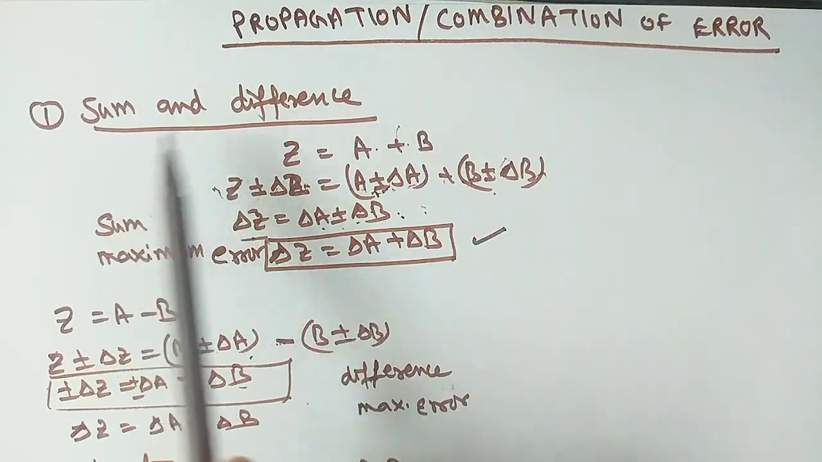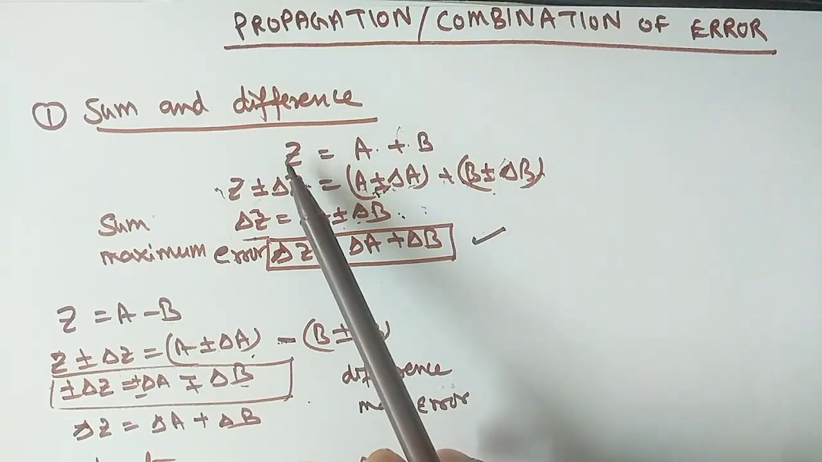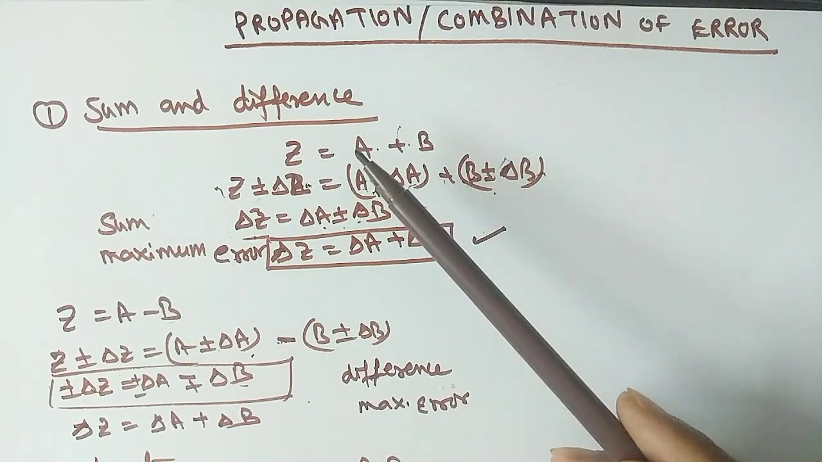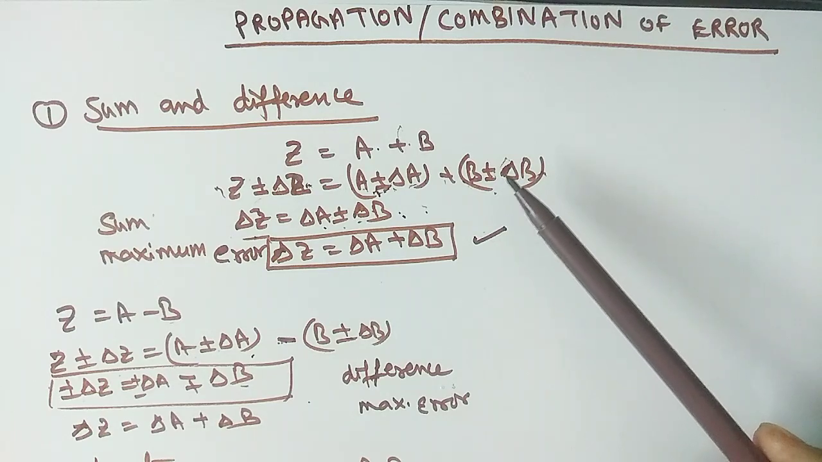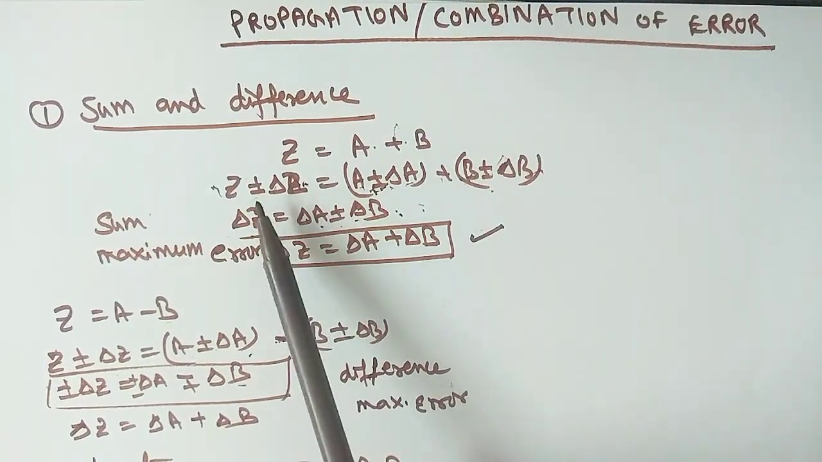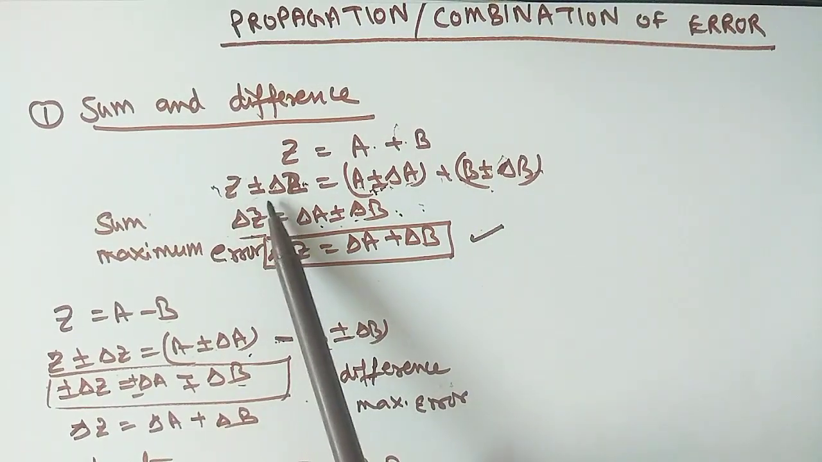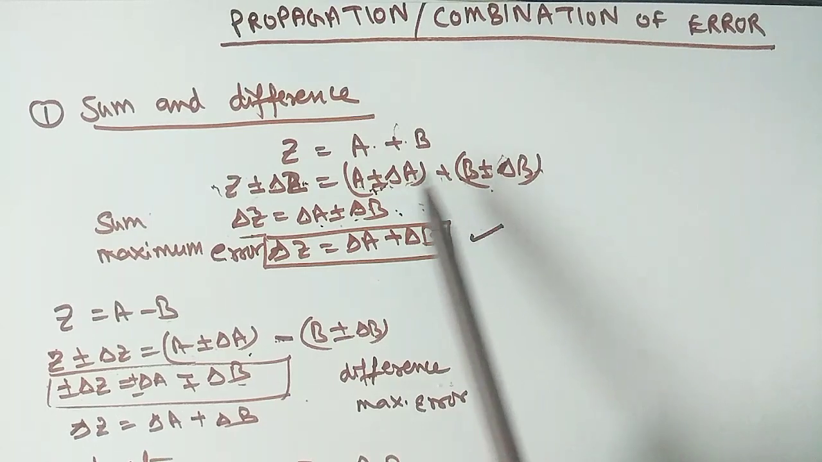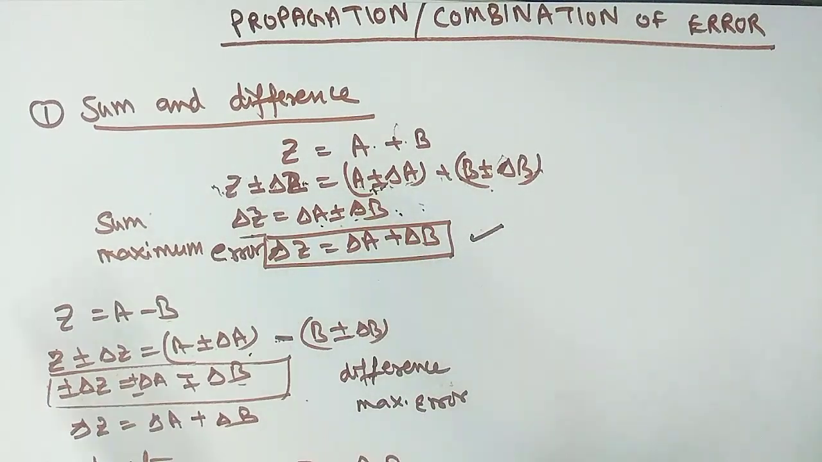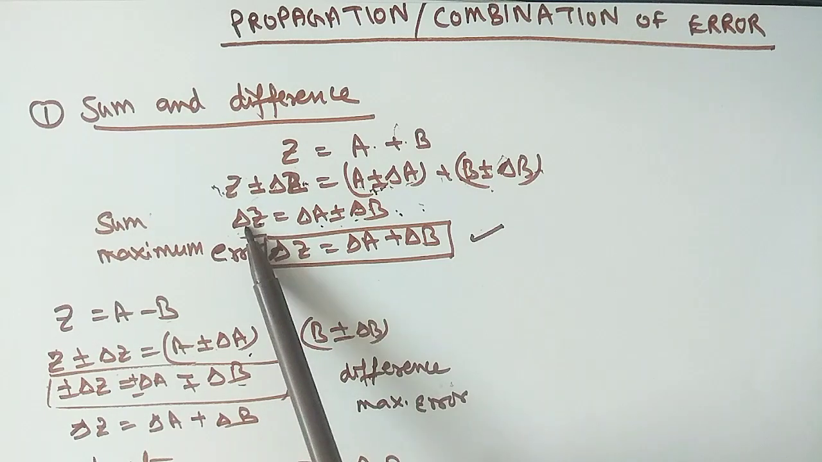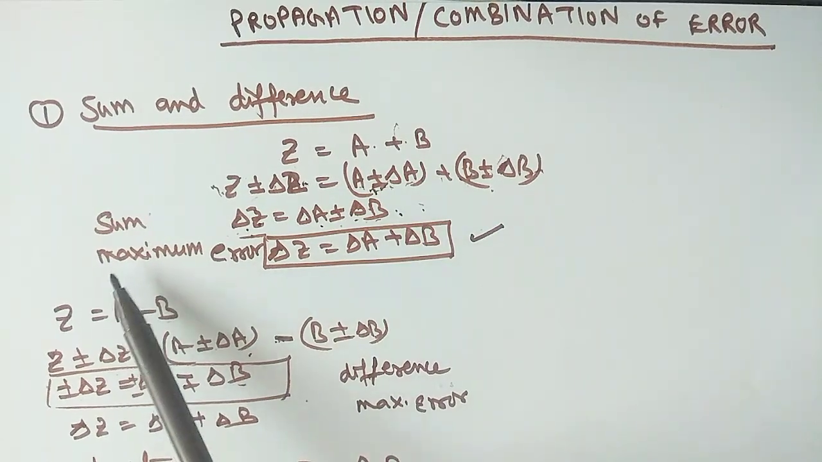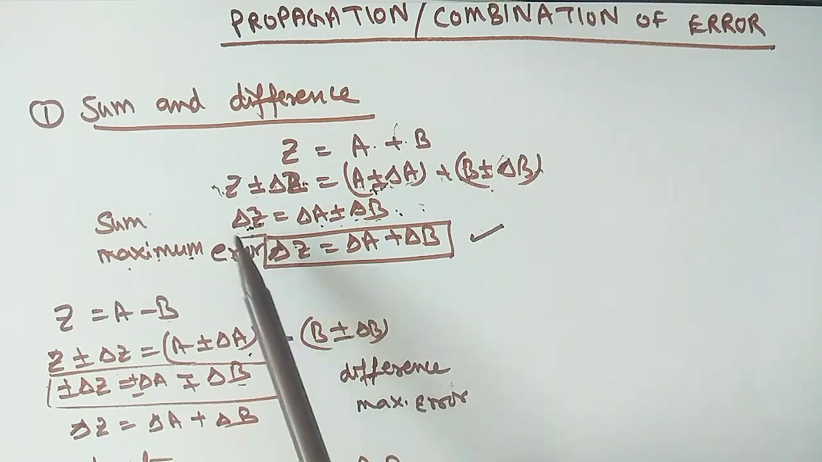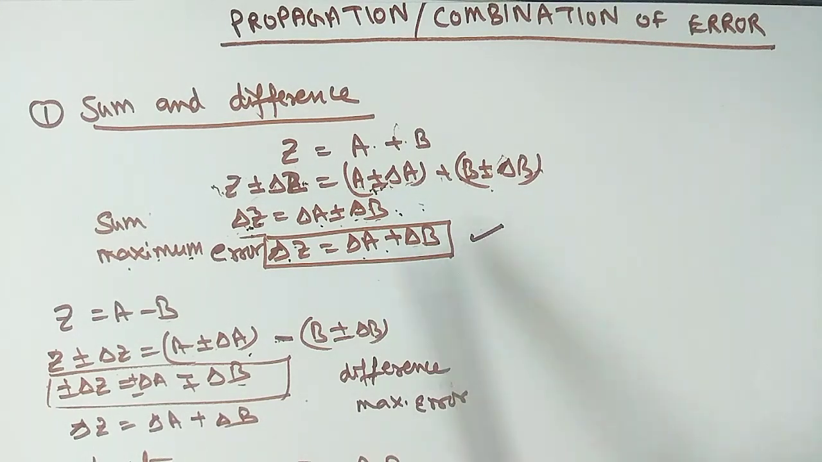The first case I am taking is the sum and the difference. Suppose Z is a physical quantity which is equal to the sum of two other physical quantities A and B, and delta A is the possible error in the physical quantity A and delta B is the possible error in B. So the total error delta Z, you can write like this: Z plus minus delta Z is equal to A plus minus delta A plus B plus minus delta B. Because A plus B is equal to Z, this will be cancelled by the Z. So by simplification you can write delta Z is equal to delta A plus delta B. So the maximum possible error in the Z measurement is delta Z equal to delta A plus delta B. It is in case of the sum.